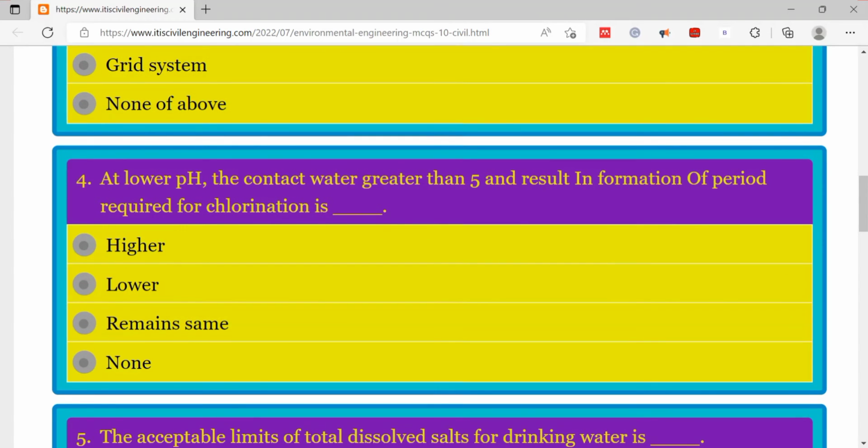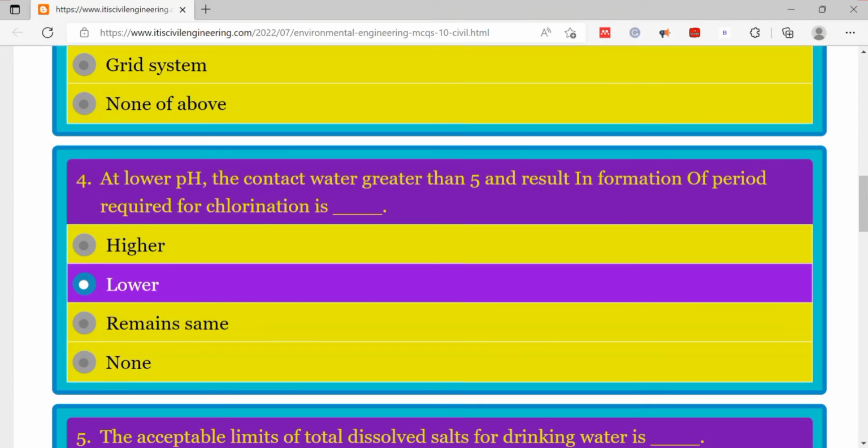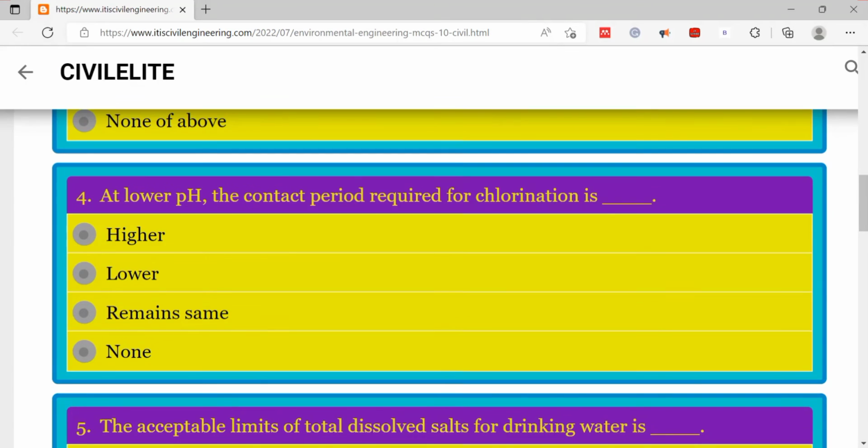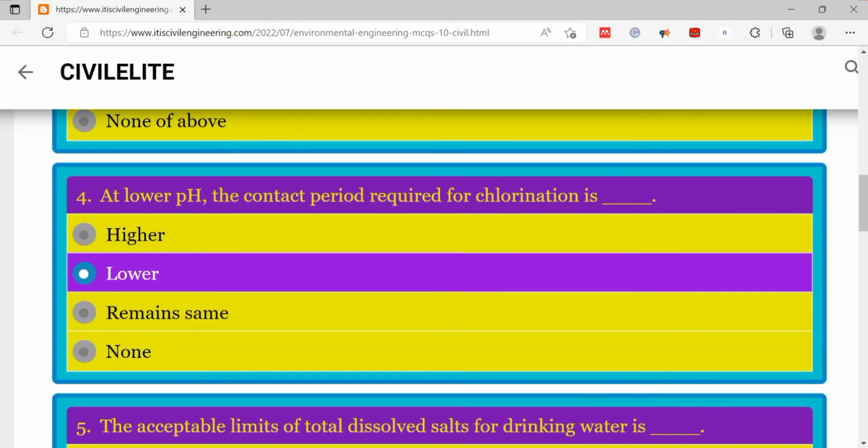At lower pH, the contact period required for chlorination is dash. So it will be lower. When chlorine is added to water, it reacts with water, and at a pH of water greater than 5, it results in the formation of highly unstable HOCl. That is, at lower pH, it exists in the HOCl form, and so it will require less contact period. That is, our answer will be lower.